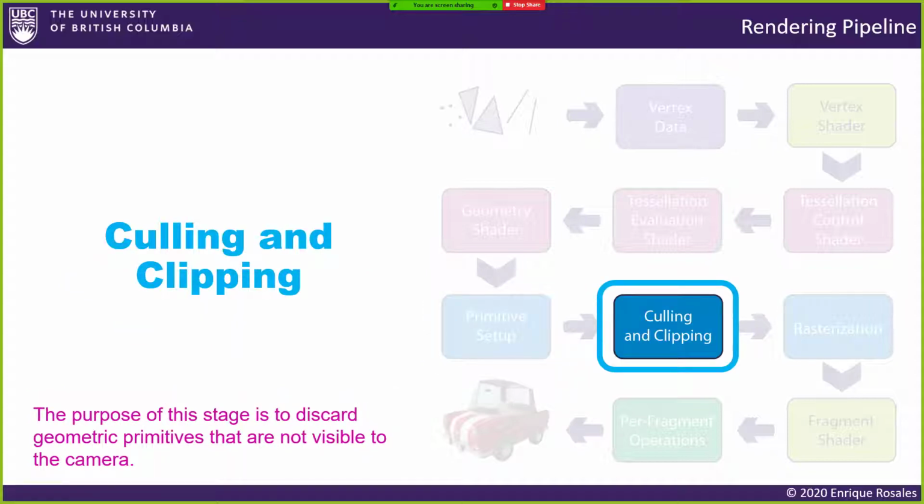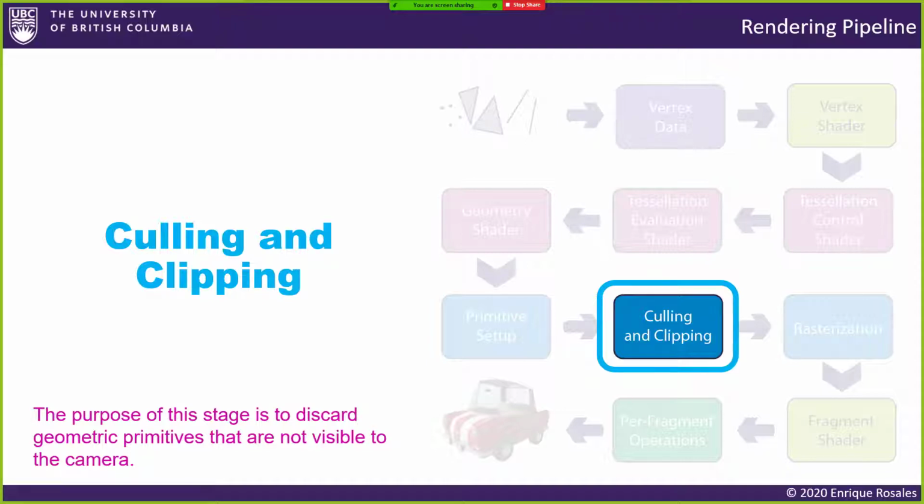Then we have this stage here, culling and clipping. It is conceptually the same stage, because the purpose of this stage is to discard geometry that is not visible to the camera, right? We can have several cameras in the scene, but we only render a single camera at a time. So for the camera that we are working with, if there are millions of polygons that are outside the view of the camera, it doesn't make any sense to compute those polygons, right? So the goal of this stage is to discard useless geometry.